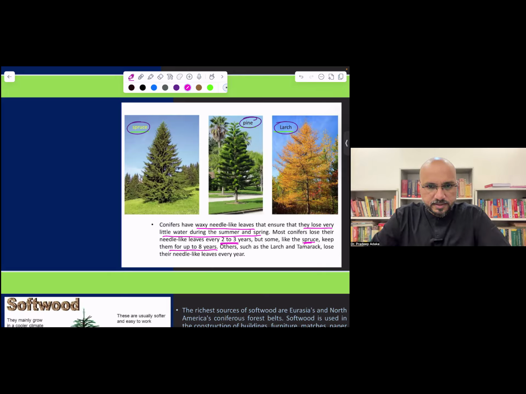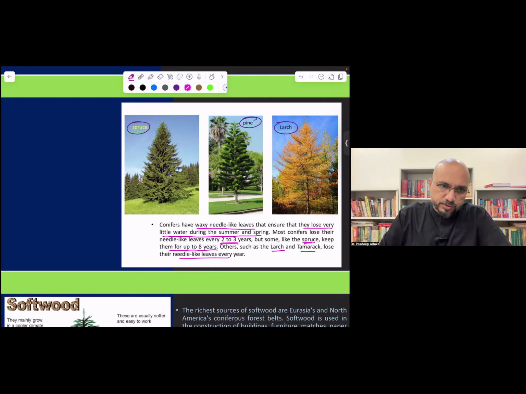Most conifers replace their leaves every 2 to 3 years, but some, like spruce, keep them for 8 years. Others, such as larch and tamarack, lose their leaves every year. Some of them lose them every year, most keep their leaves for 2 to 3 years, and some keep the leaves on the branches for 8 years.